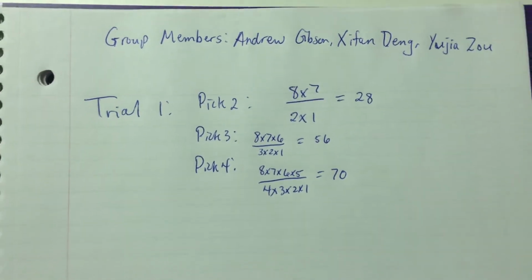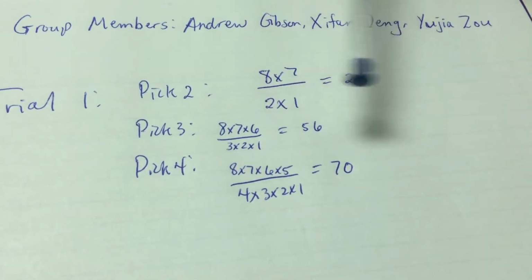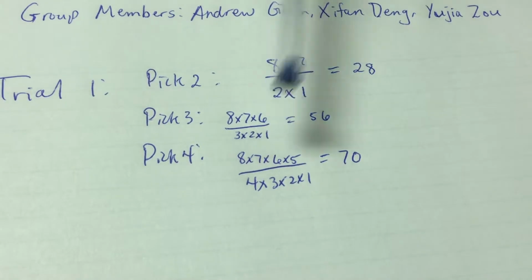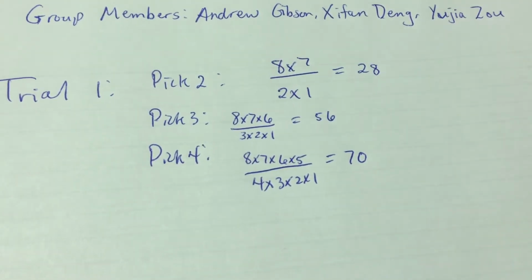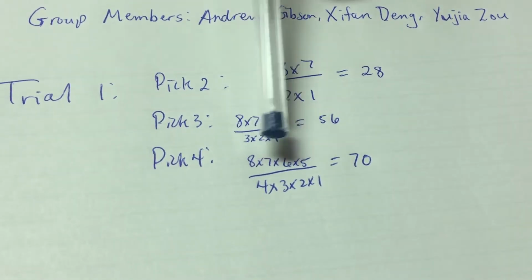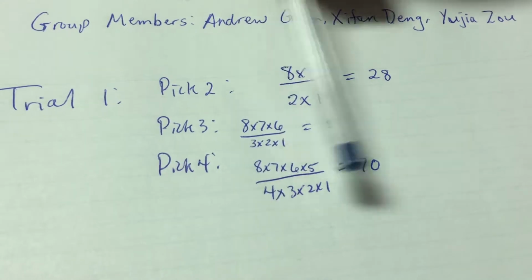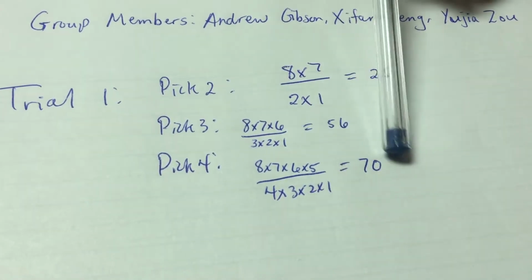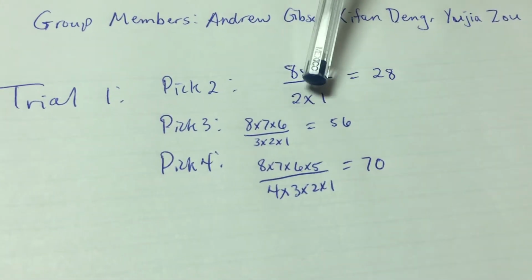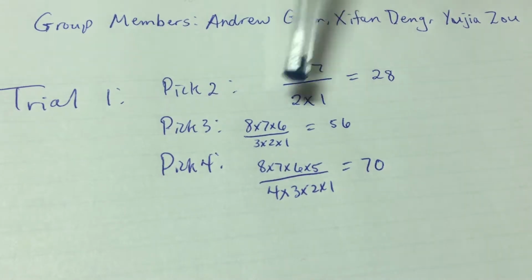If you do 8 times 7 divided by 2 times 1, that gives you the answer of 28. For our pick 3, you have 3 choices, so you do 8 times 7 times 6 divided by, again, the amount of replications, which would be 3 times 2 times 1, equals 56. For pick 4, you do 8 times 7 times 6 times 5 as your choices, and then divide by the number of replications, which would be 4 times 3 times 2 times 1, to give us a total of 70.